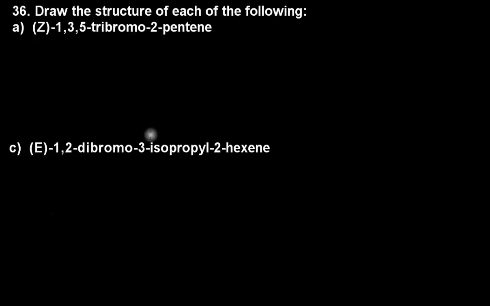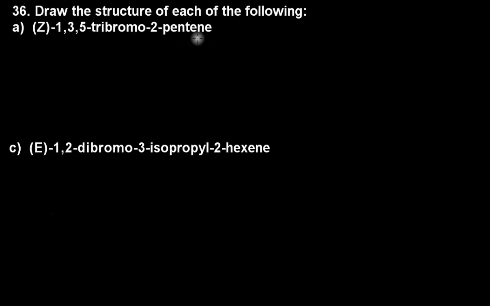Okay, so question 36. Draw the structure of each of the following. There are a total of 6 sub-questions in this, but we're just going to do the first 2, to get you going. These questions are actually a little bit more difficult than they seem at first glance, and it really is important for you to have a good grasp on how we prioritize groups that are attached to alkenes. Okay, so let's go through the first example.